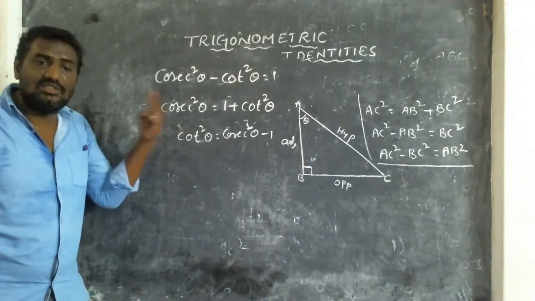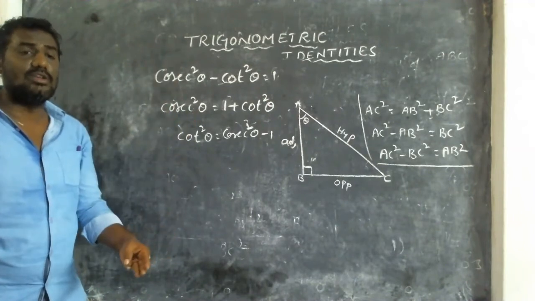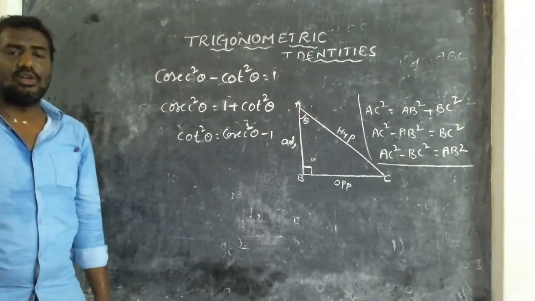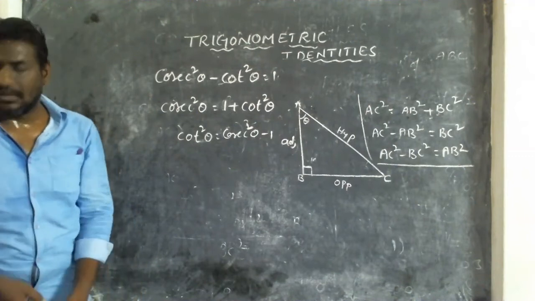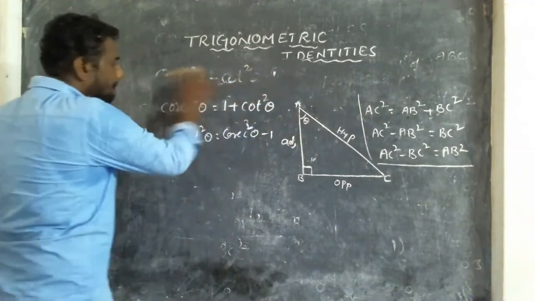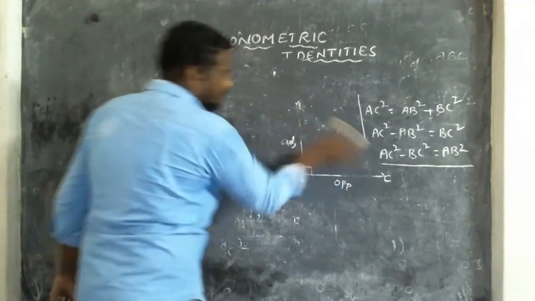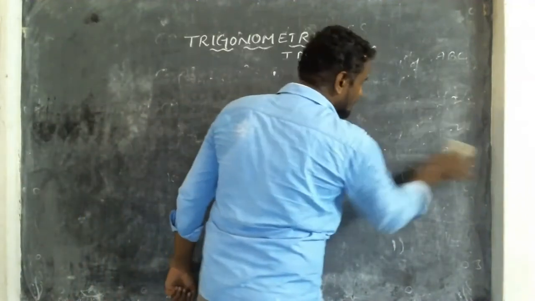So here are three formulas, the previous one three formulas, and before that three formulas. Totally how many formulas do you have to learn by heart? Nine formulas. I will write all the nine formulas in one place.